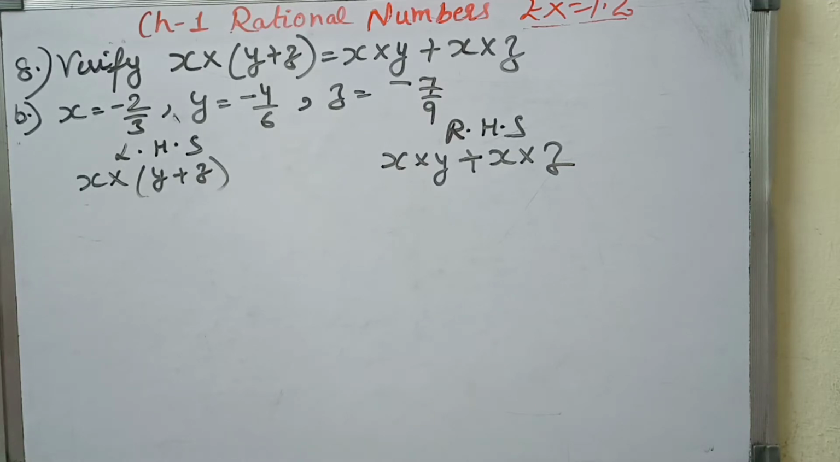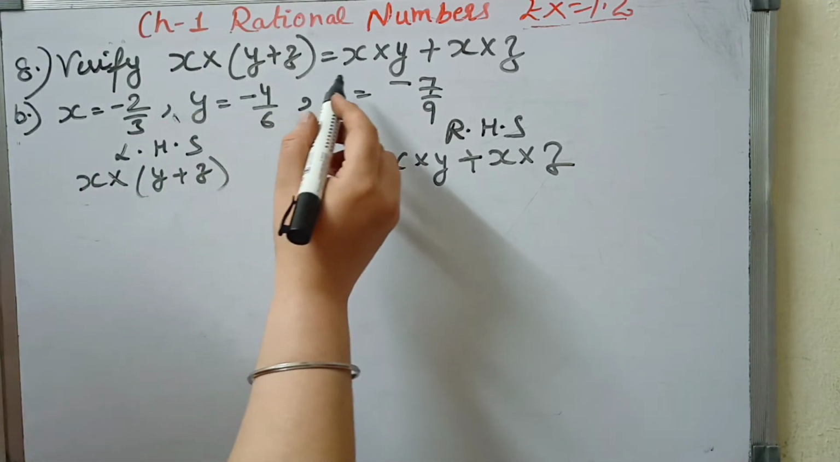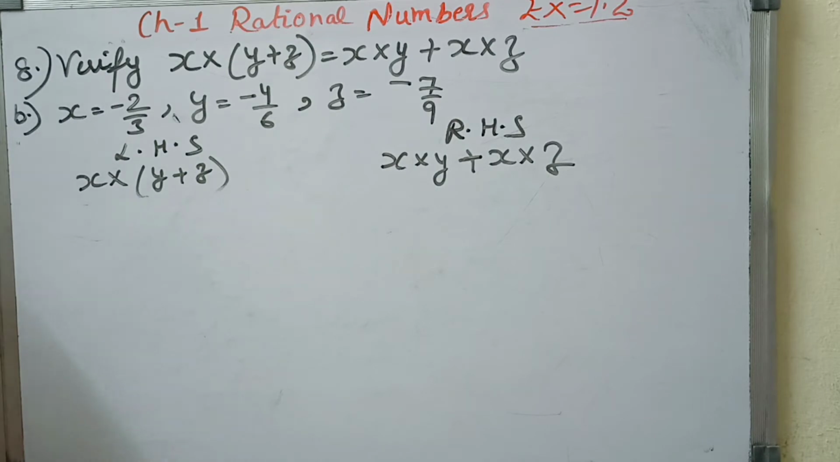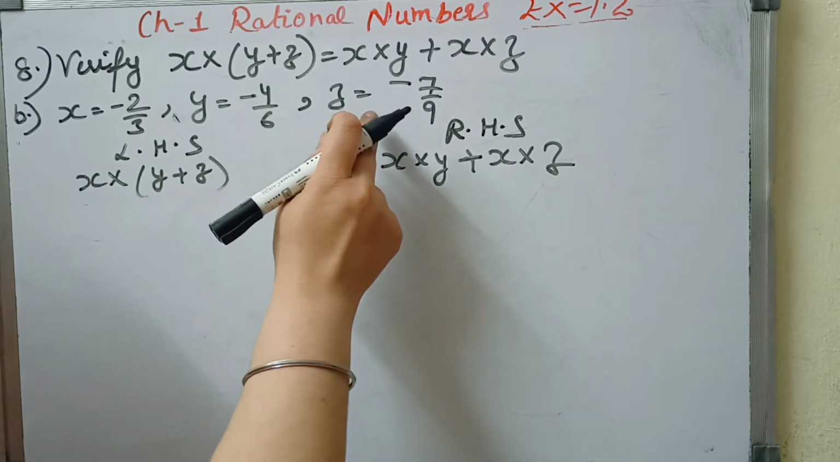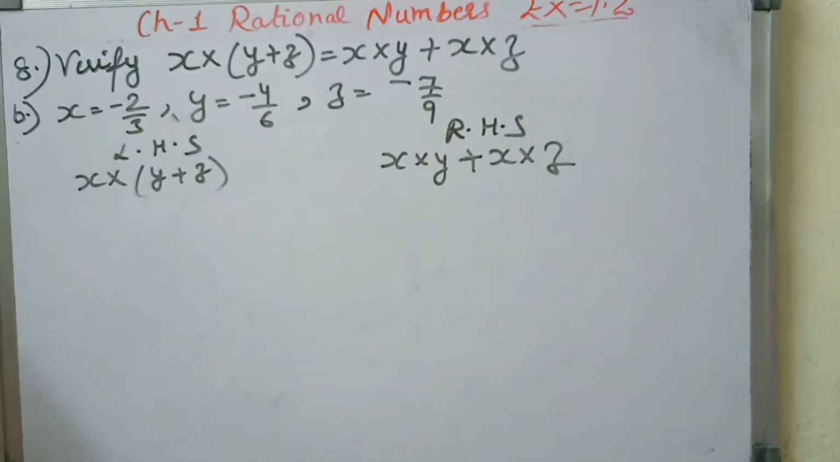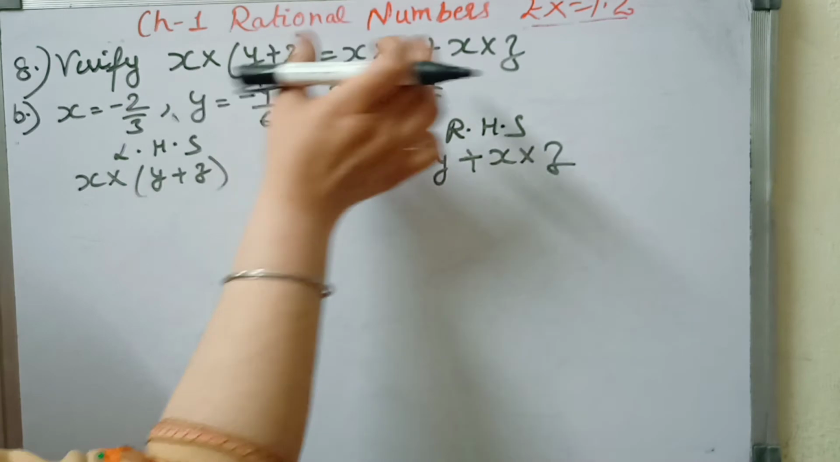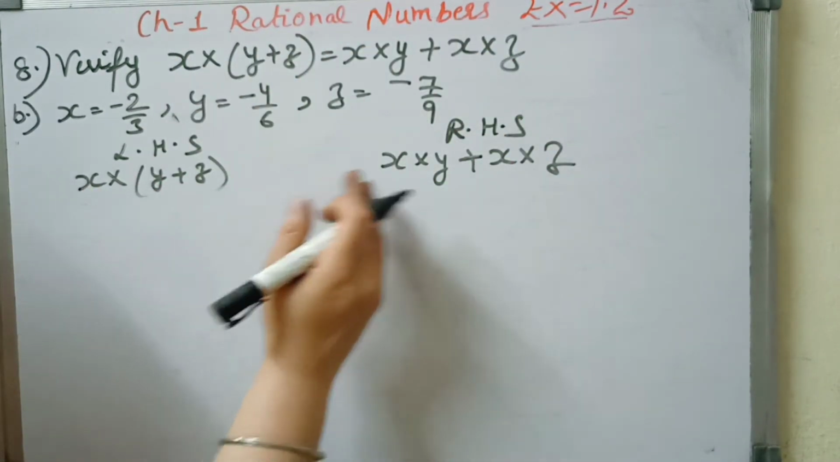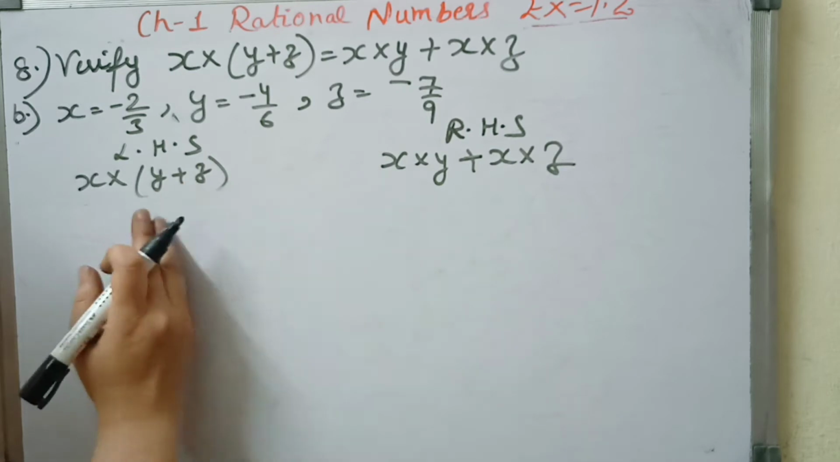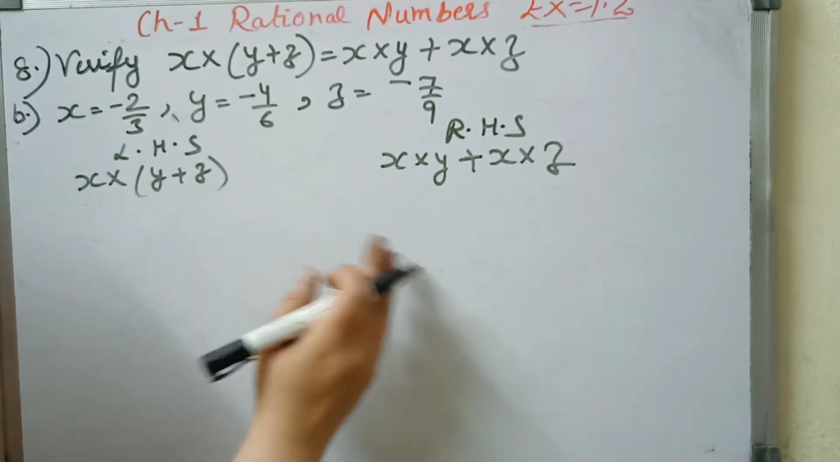Eighth: verify x into (y plus z) equals x into y plus x into z. Part B: x is given to you as minus 2 over 3, y is minus 4 over 6, z is minus 7 over 9. Again we take both sides, left hand side and right hand side, put the values of x, y, z in both sides and check whether both values are equal or not.